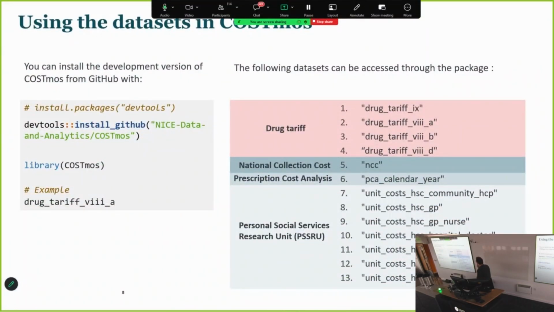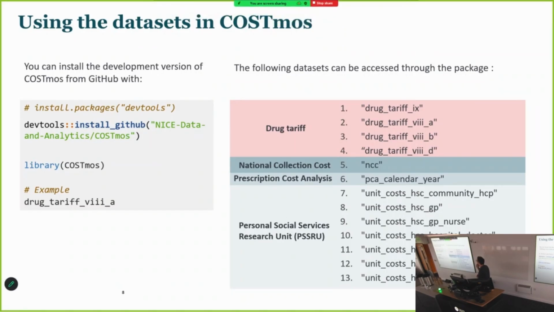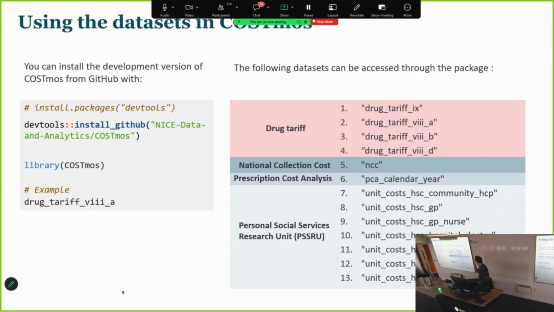The package, as I mentioned, can be installed already. If you have the devtools package, you can directly install COSTmos in your R and then call it like a normal library. When you do that, you will have several datasets available: for drug tariff, NHS collection costs, PCA, and finally for PSSRU, you will have several datasets that you can access depending on the healthcare professional whose cost you're interested in estimating.